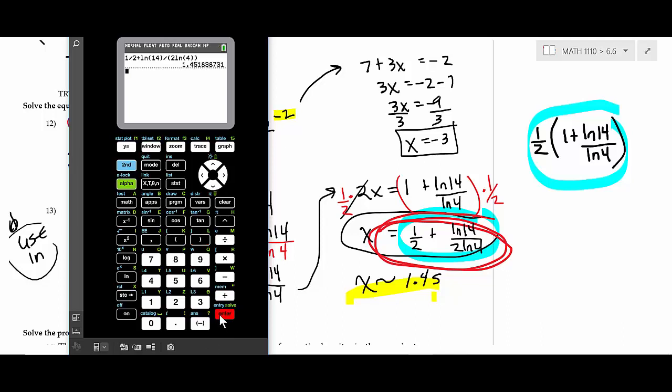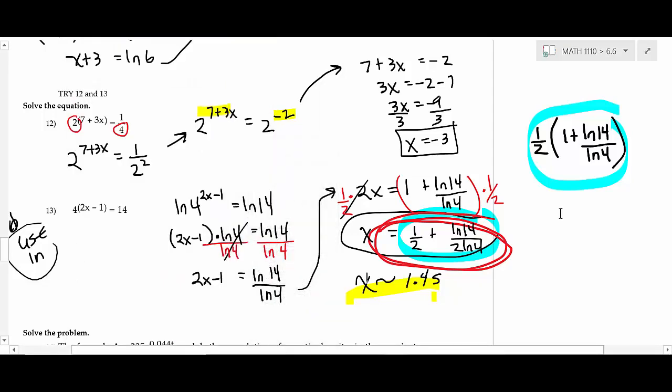So if I do that, 1.45. Okay, you got the exact answer, I guess, up here. Did you get the decimal answer? Yeah, okay, good. Anybody else get 1.45? Okay, so here's the thing on that problem: you want to know how to get that exact answer.